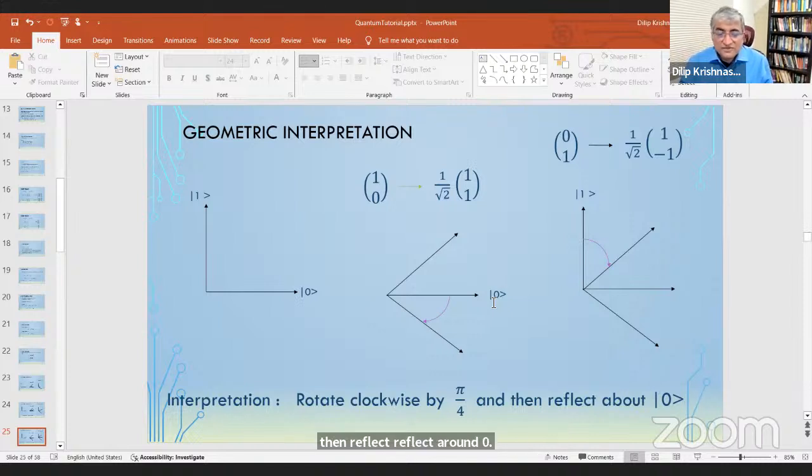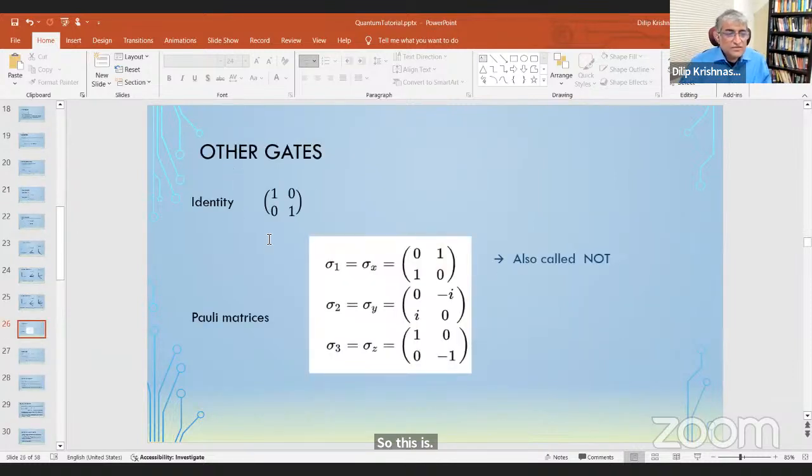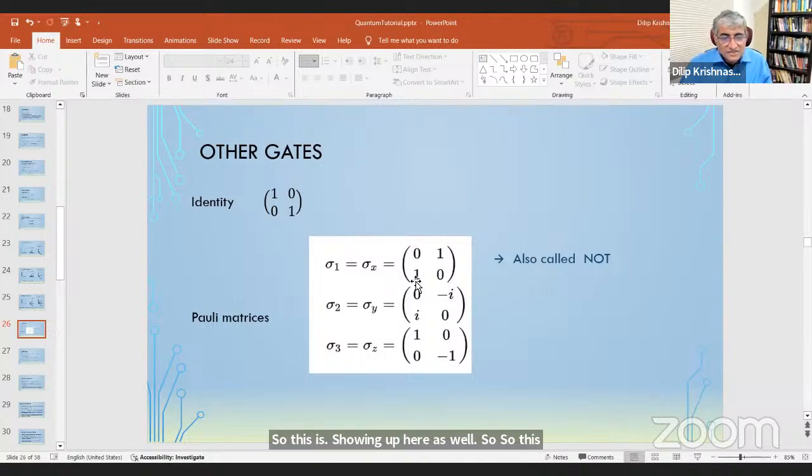So all these unitary transformations can be considered as rotation or reflection or a combination of rotation and reflection geometrically. I don't know if you attended one of Asif's lectures on how we interpret matrices, and when we're talking about eigenvalues and stuff like that. You can view all of that with these kinds of simplistic transformations. So this is showing up here as well.